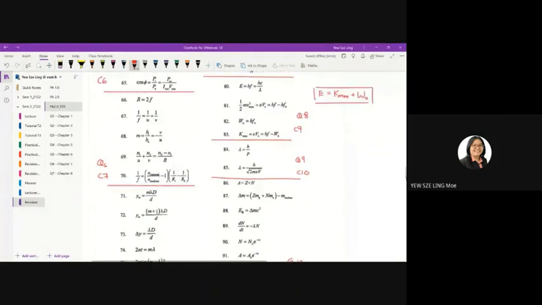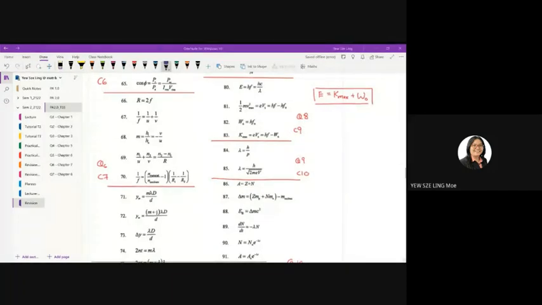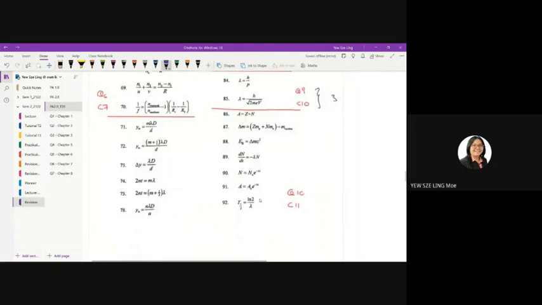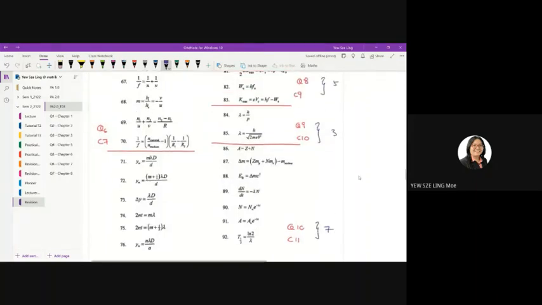Oh yeah, and one more thing, what are the marks for chapters 9, 10, 11? The marks allocated in question 8 is 5 marks. Question 9, the mark is 3 marks. And chapter 11, this one, it contributes 7 marks towards your final exam. All right, so 5, 3, 7. That is the marks allocated in each chapter.